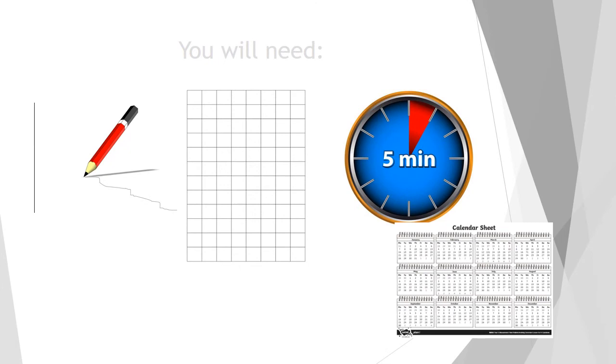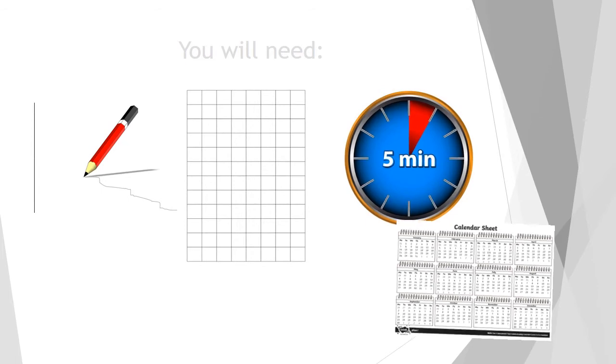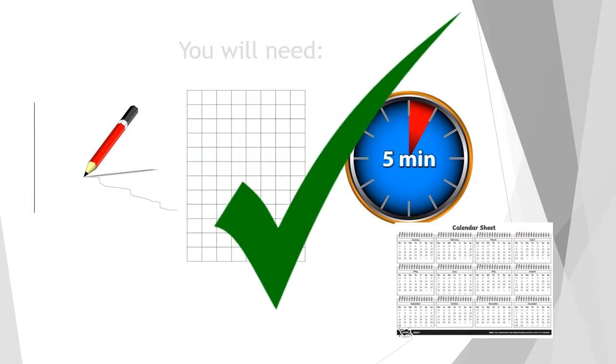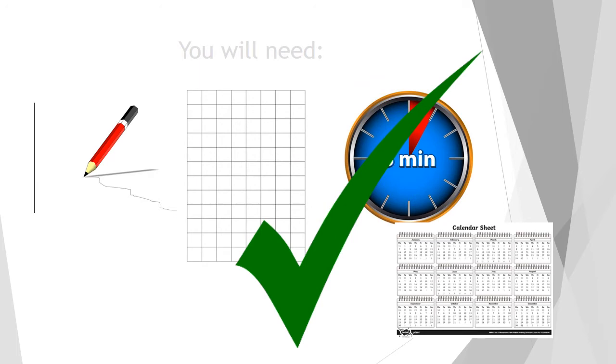For today's lesson, you will need, as usual, a pencil, paper, 5-minute timer, and a calendar, which would have been emailed to you this morning. If you didn't receive it, you can also download it straight from Twinkle if your parents have an account, or you can download it from the Year 6 blog page. If you didn't receive a calendar, you can also use any calendar that you might have in your home as well.